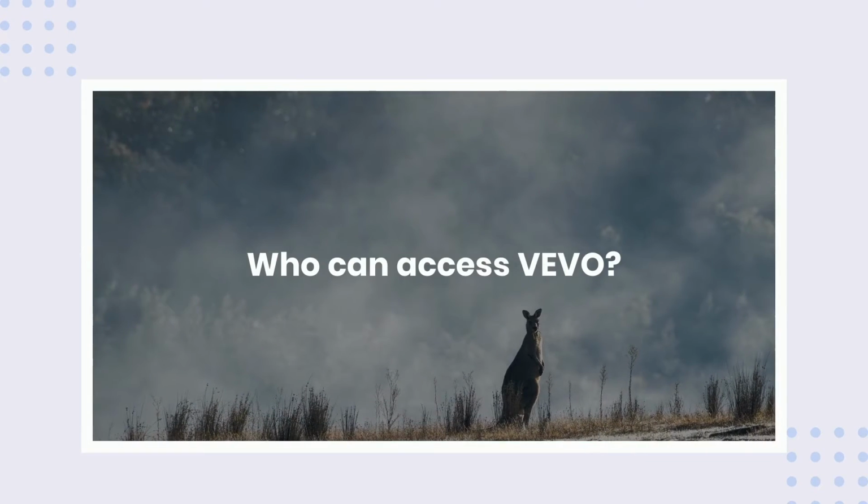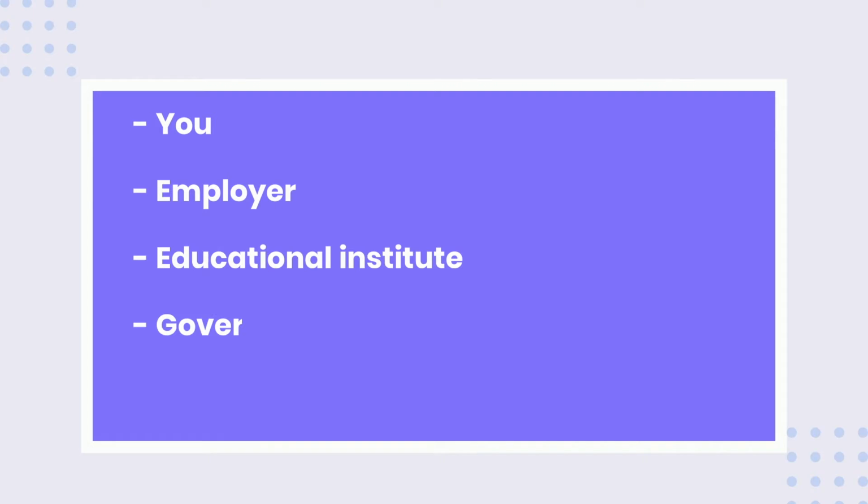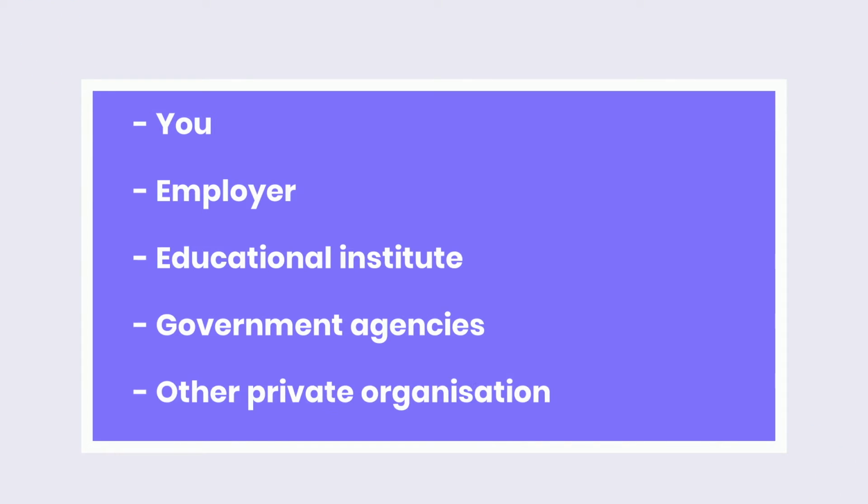Now the next thing is who can access VEVO. As an Australian visa holder, you can access your own VEVO. So the first person who can access the VEVO is yourself as a visa holder. Apart from yourself, there are a few other parties who can access VEVO. That includes your employers, your current or your future prospective employer, your educational institute, the place you are studying or going to study, and other government agencies and some private organizations as well.